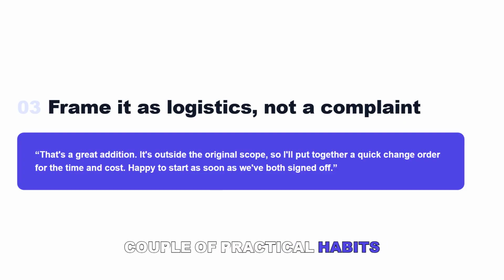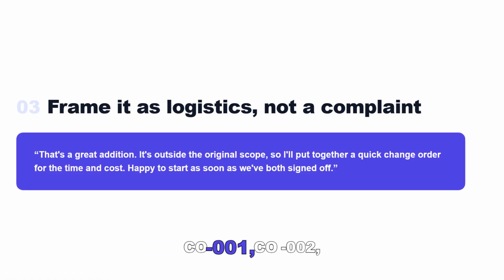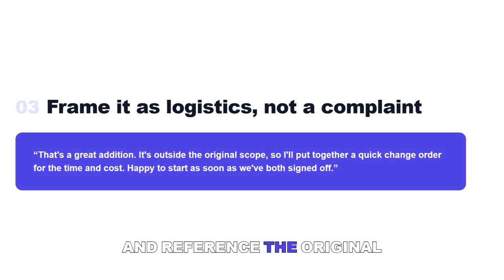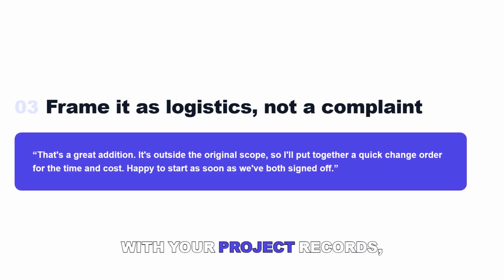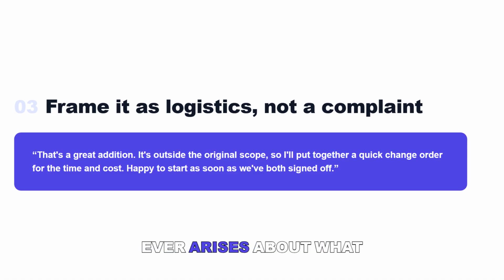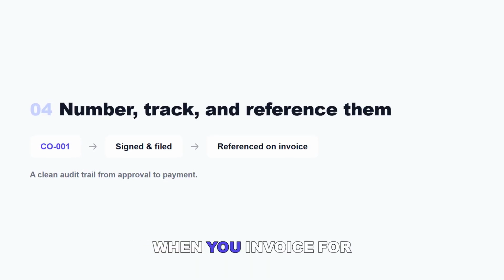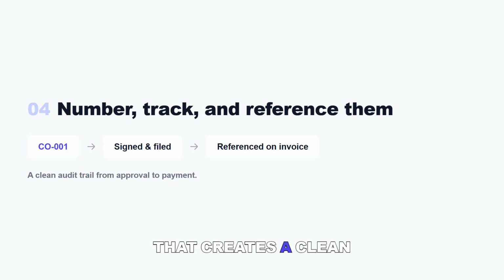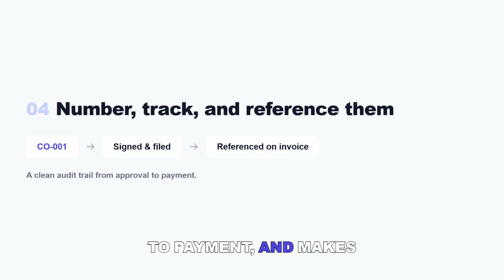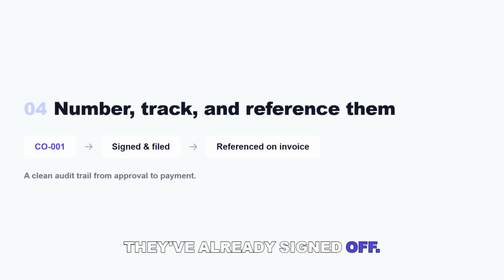A couple of practical habits make this even stronger. Number your change orders, CO-001, CO-002, and reference the original contract on each. Keep copies of everything signed with your project records, because if a dispute ever arises about what was agreed, those documents are your evidence. And when you invoice for the extra work, reference the change order number. That creates a clean audit trail from approval to payment, and makes it very hard for a client to dispute an invoice for work they've already signed off.